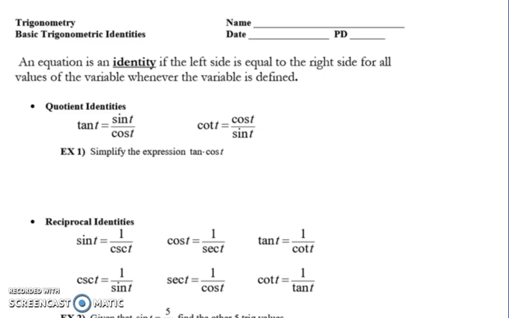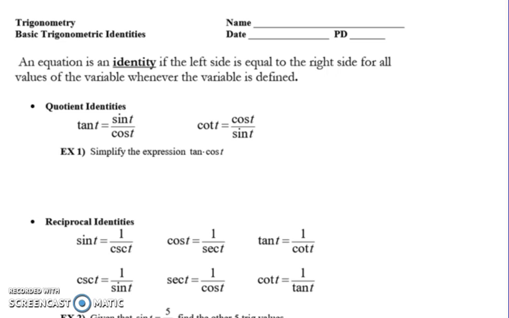So here you have your quotient identities. Of tangent, and you can replace t with x if it makes you more comfortable: tangent t is equal to sine t divided by cosine t. The cotangent t equals cosine t divided by sine t.